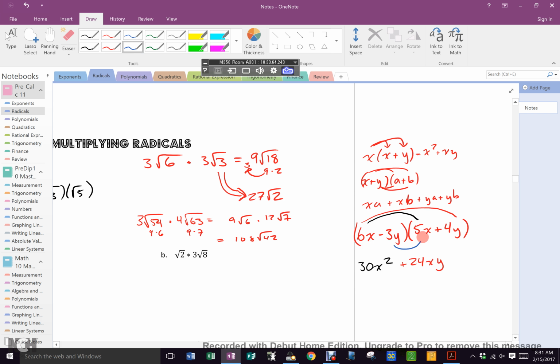Inside. Now here's what I like to do when I am doing FOIL. I'm on a new term. I go to a new line. -3 times 5 is -15xy. And I put them right together. So collecting your like terms is not difficult because you've got them grouped already. And then last, minus 12y squared. Then I collect my like terms. 30x squared, 24 minus 15 is 9xy. 0 minus 12 is -12y squared.